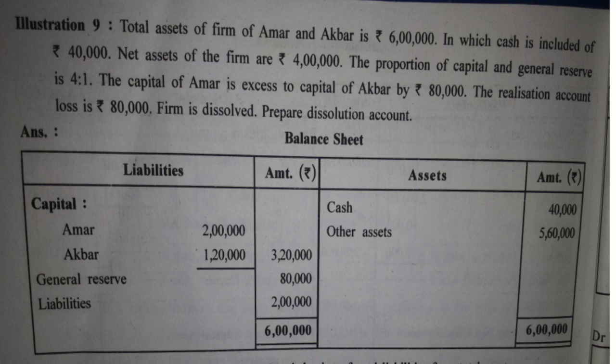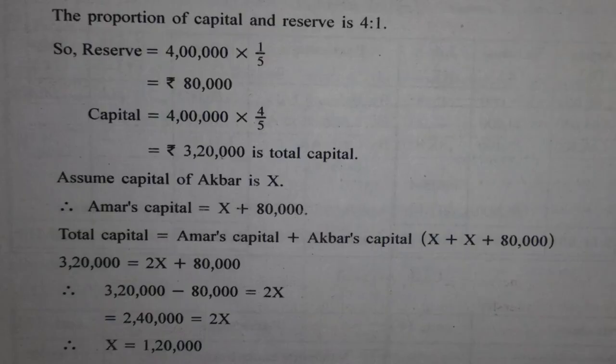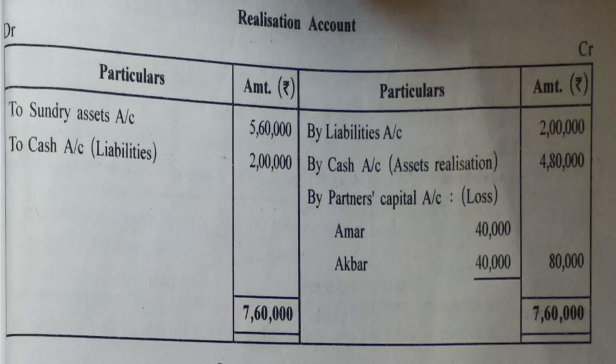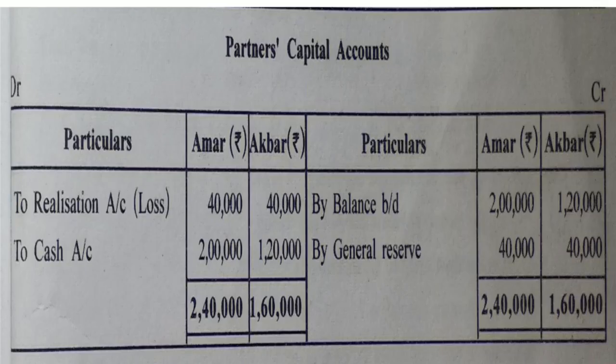So general reserve is credited in partners' capital accounts, 40,000 each, distributed equally. Fine. There is nothing else left to be recorded or written in partners' capital accounts.